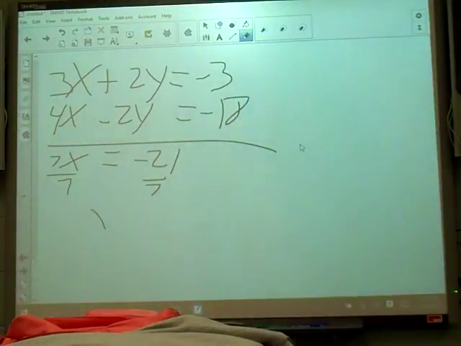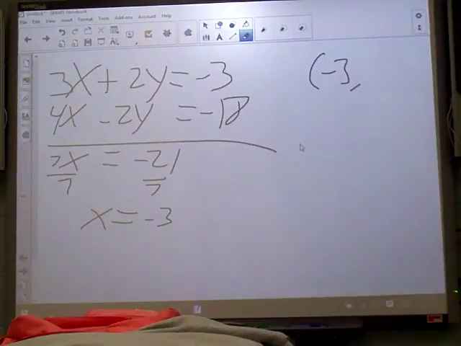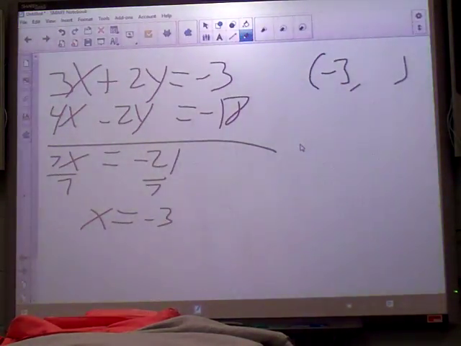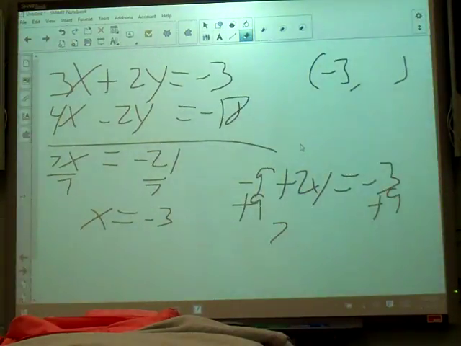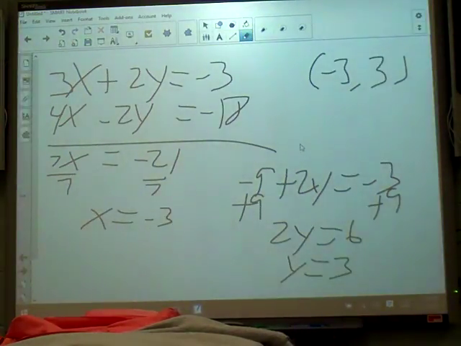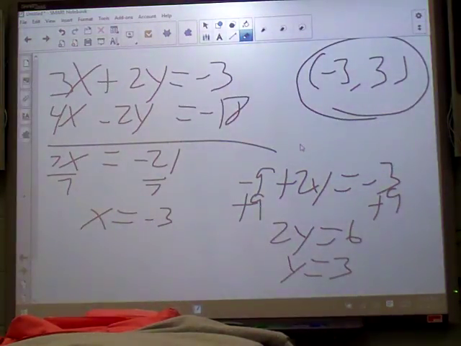Divide by 7. And your x is negative 3. So that means you got to have negative 3 comma something. So you can already mark out A and D. Now plug that negative 3 back in for one of your x's to find your y. So I plugged it in the first one. 3 times negative 3 is negative 9. Plus 2y equals negative 3. Add your 9. 2y is 6. Divide by 2 and y is 3. So negative 3, 3 would be your answer, which was B.